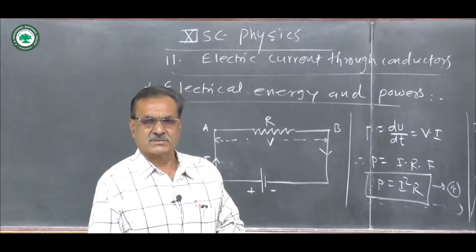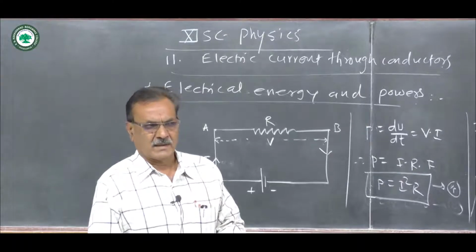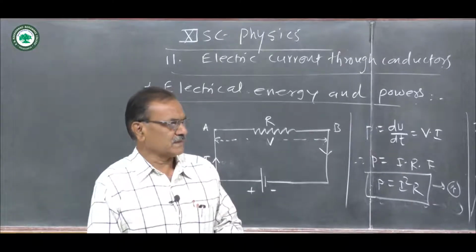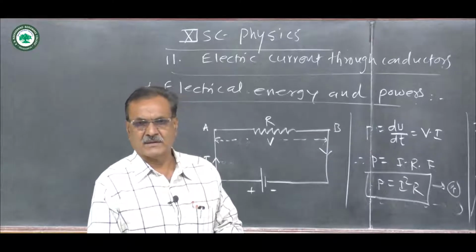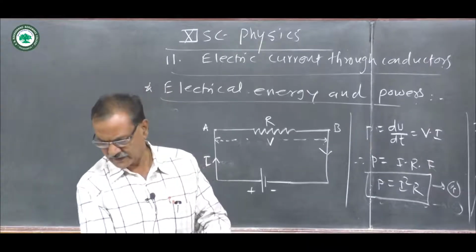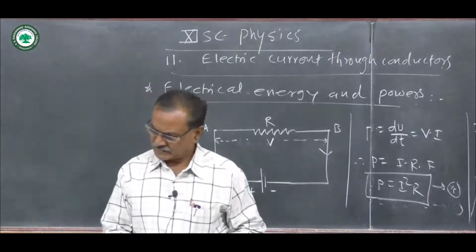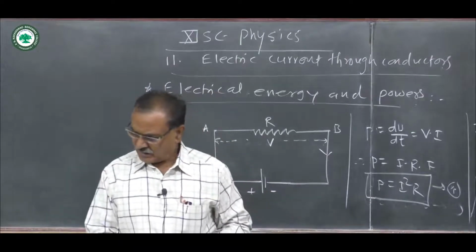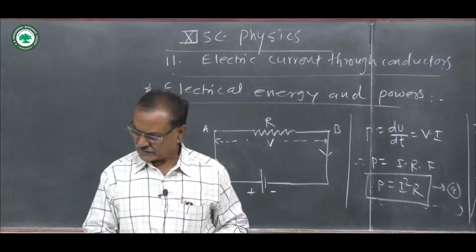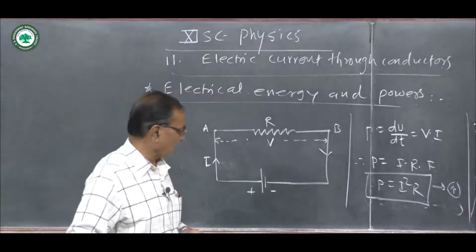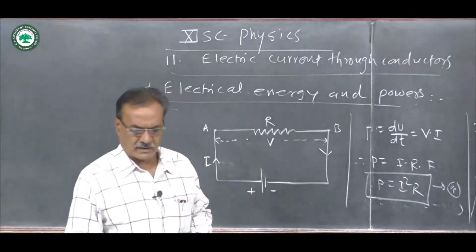Now this work is also converted into heat, and heat is produced across the resistor when an electric current is flowing through these conductors. So we can write this formula, power P is equal to I square R.